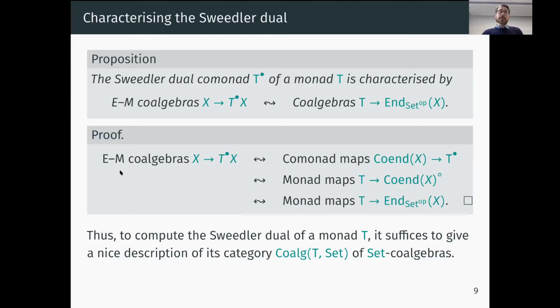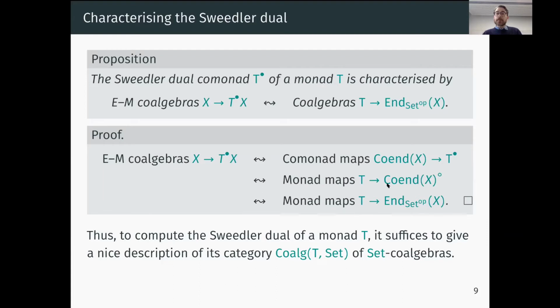And, well, we can prove this. An Eilenberg-Moore coalgebra for the Sweedler dual, that's the same as a comonad map from the coendomorphism comonad into the Sweedler dual. But remember, the Sweedler dual is adjoint to the linear dual. So this is the same as a monad map from my original monad T into the linear dual of the coendomorphism monad of X. Okay?